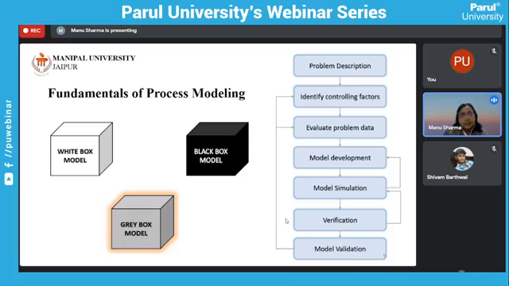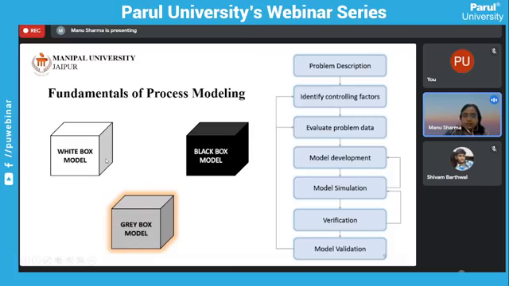After it has been validated under different conditions with different experimental data, then we are pretty much sure that this is the model that represents our plant or our equipment, and we can use that model for future purposes. So here you can see that there are 3 different models: white box model, black box model, and the gray box model.